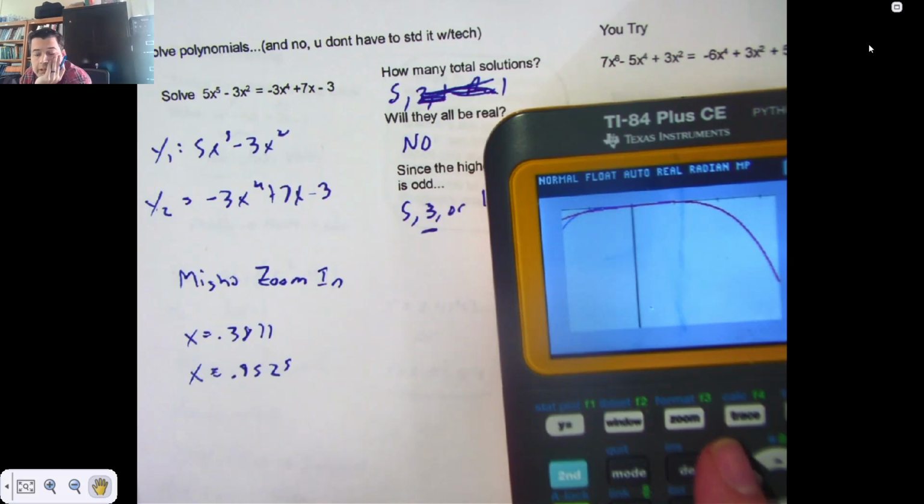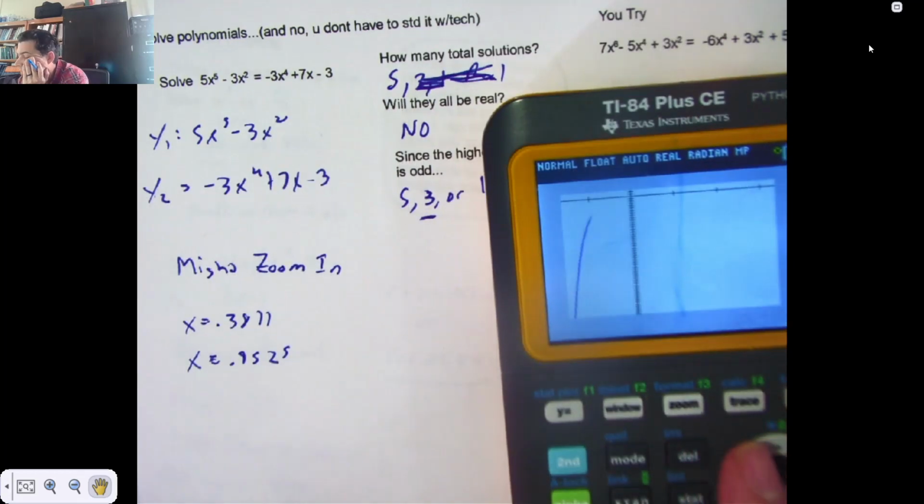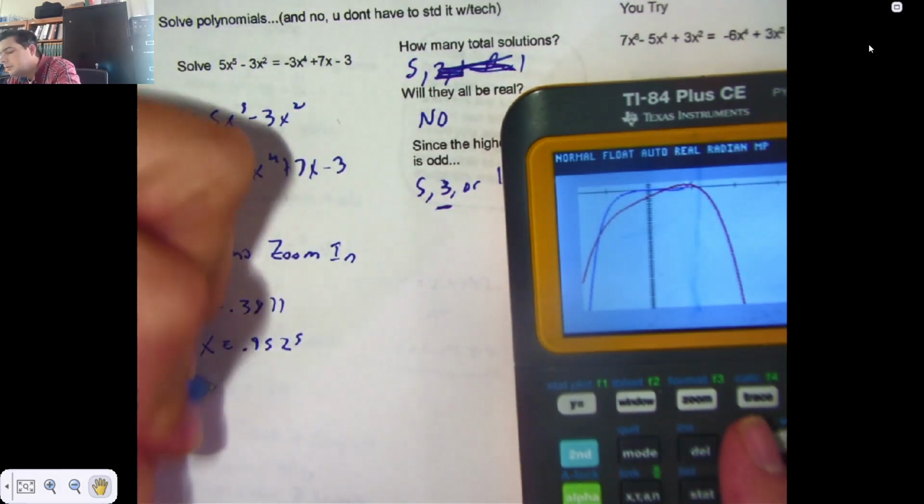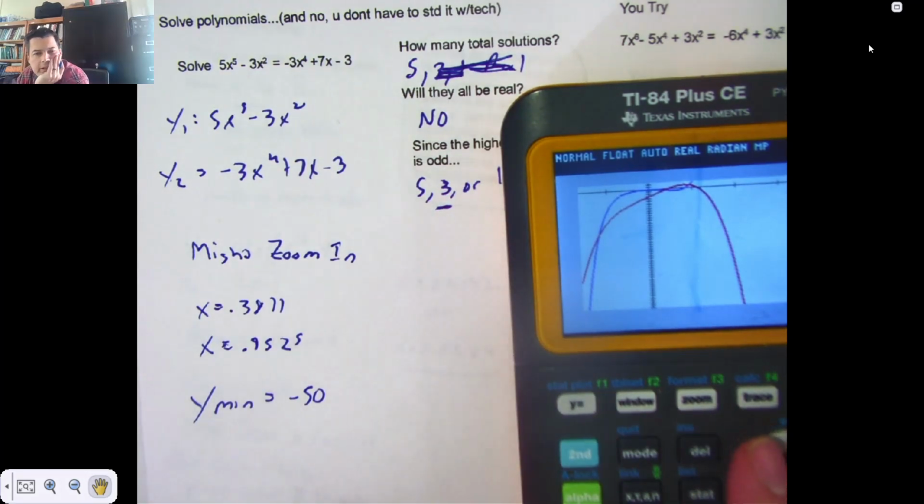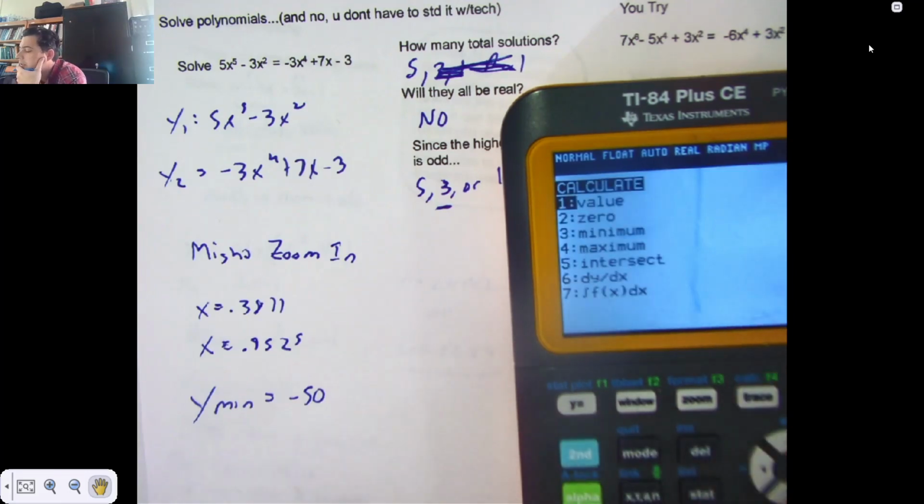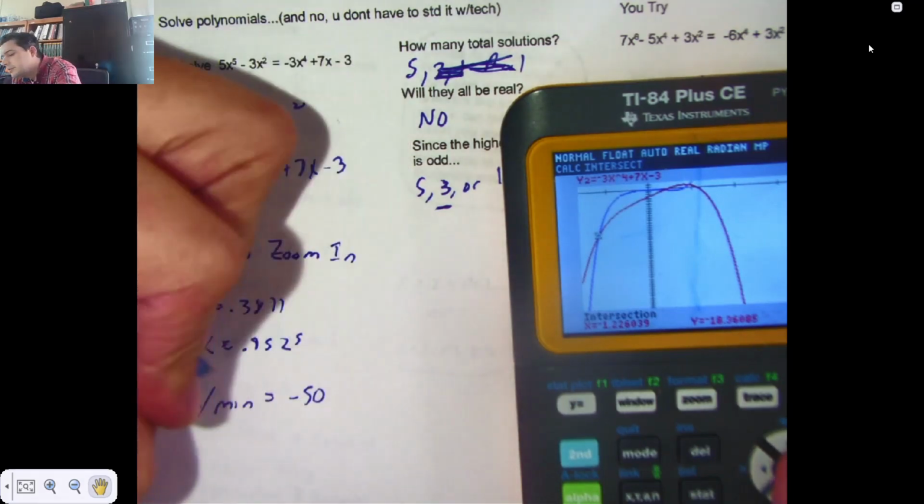That was too much, actually. Did negative 50 do it? Yep, there it is. So I actually made an adjustment. My y min I set to be negative 50. I might need to go back and look at the work I did. Yeah, I'll check it later. Second trace 5 for intersect, or maybe I won't. Who knows? But there's a decent chance I forgot about that when I was doing it. Get close, enter, enter, enter. Negative 1.2260. There's the last one.